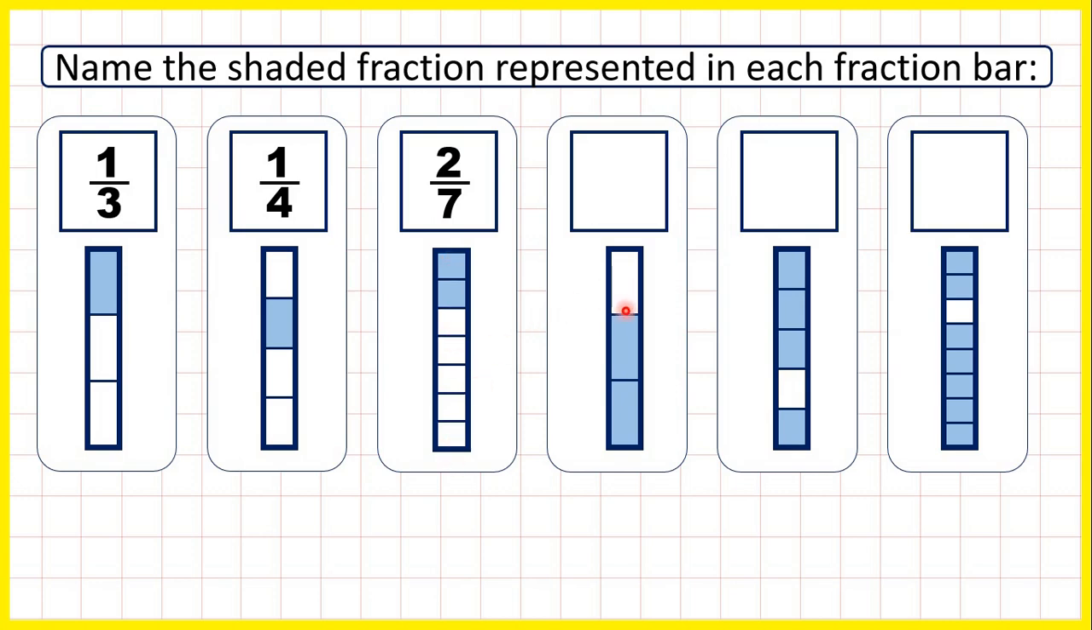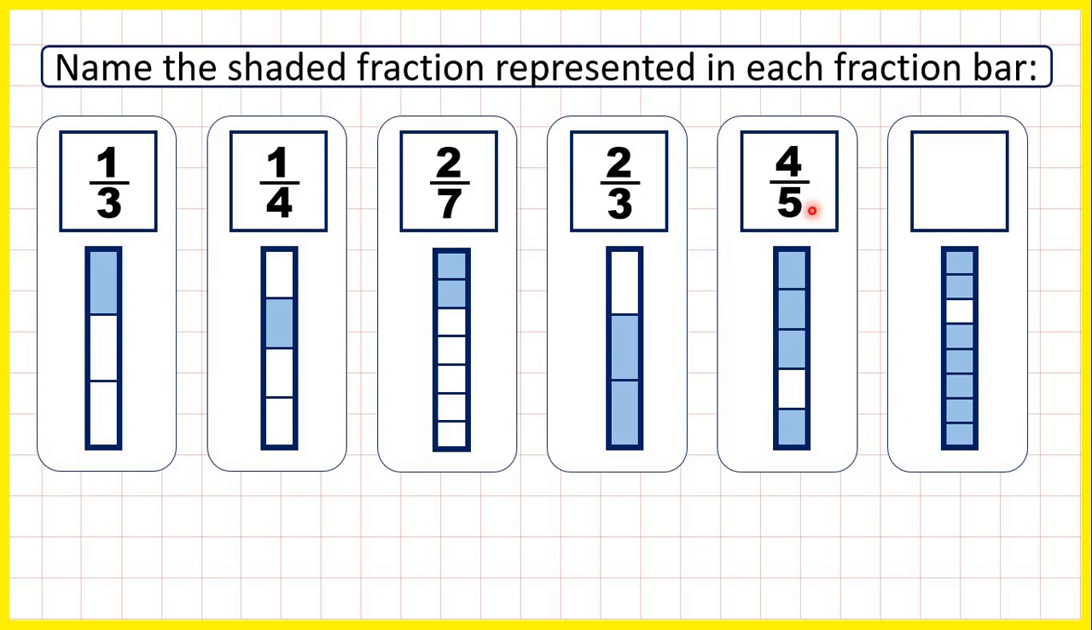Now this fraction bar looks a little bit like the first fraction bar, but remember, we need to name the shaded fraction, and in this fraction bar we have 2 parts shaded and 3 parts altogether, so that's 2 over 3, or 2/3. Now here we have 1, 2, 3, 4 parts shaded, 5 parts altogether, so that's 4 over 5, or 4/5.